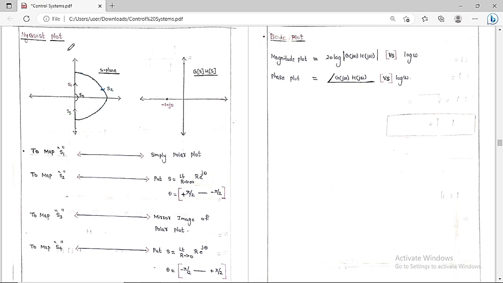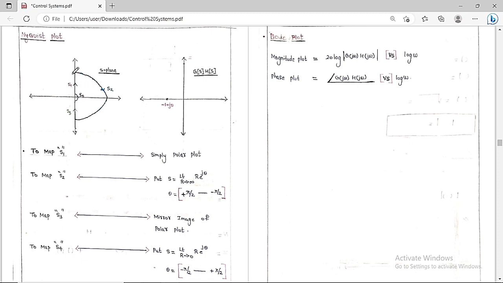Now we'll discuss something more about this one. So listen carefully here. This is the full S-plane. The full S-plane we are going to consider, the total axis of the S-plane, in this format. This is basically path 1, this is path 2, this is path 3, and this is path 4. So in total we are going to consider 4 paths.